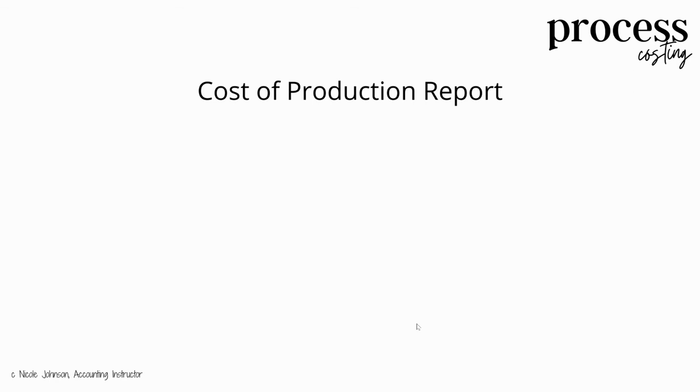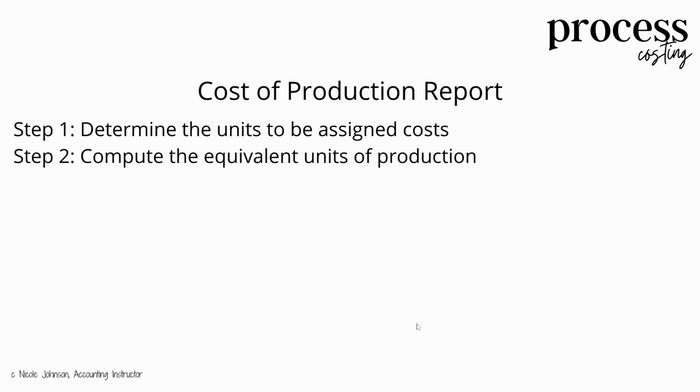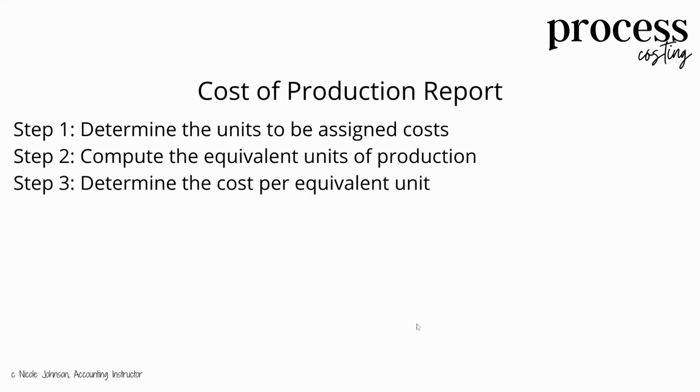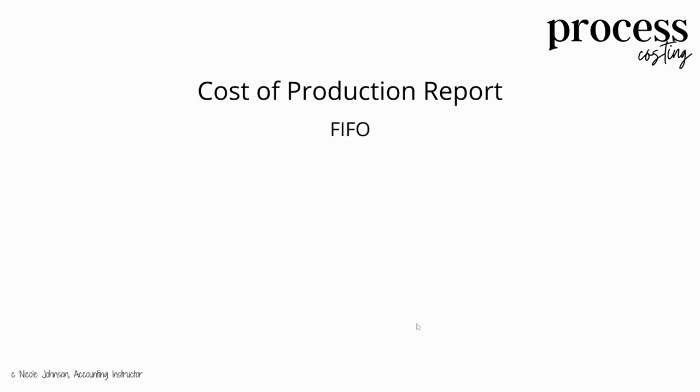Let's take a look at the cost of production report. When we compute the cost of production, we start with step 1, where we determine the units to be assigned costs. In step 2, we compute the equivalent units of production. In step 3, we determine the cost per equivalent unit. And in step 4, we allocate the costs that are completed and partially completed. In this example, we'll be looking at the cost of production in terms of first in, first out, or FIFO.